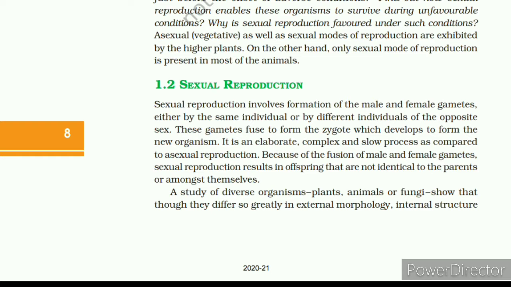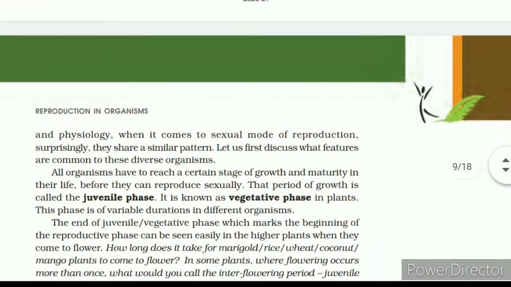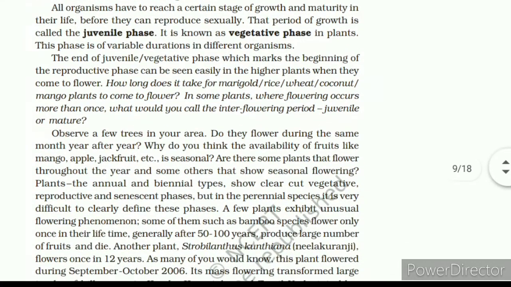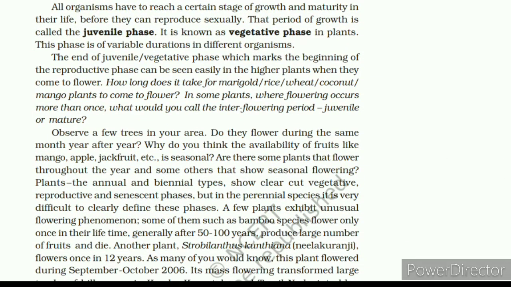in external morphology, internal structure and physiology, when it comes to sexual mode of reproduction, surprisingly they share a similar pattern. Let us first discuss what features are common to these diverse organisms. All organisms have to reach a certain stage of growth and maturity in their life before they can reproduce sexually. That period of growth is called juvenile phase.